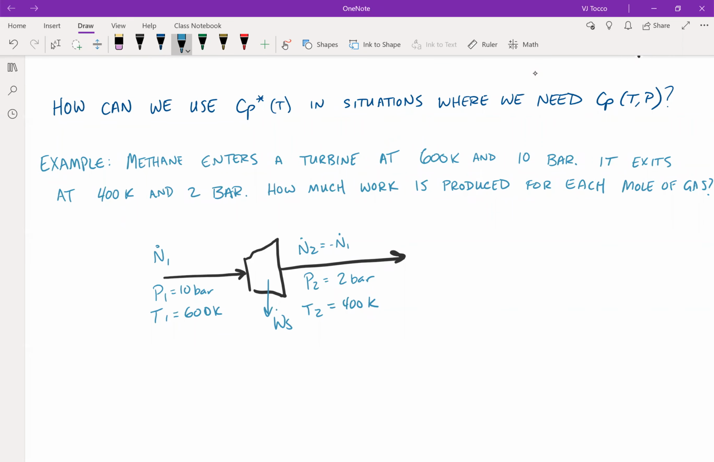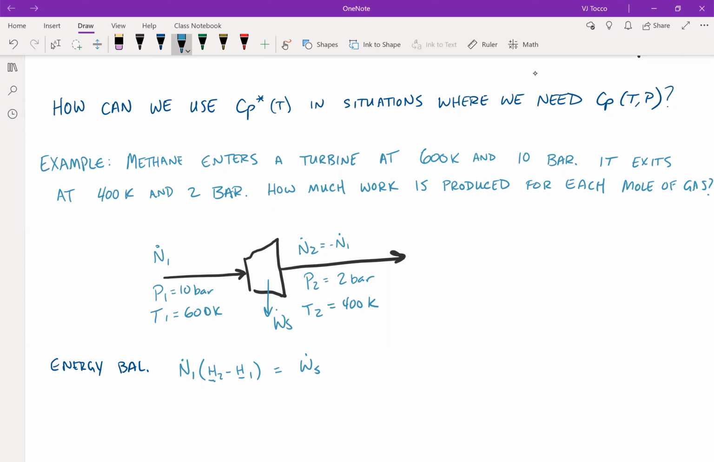And once again, let's apply the usual assumptions that this is an adiabatic turbine, constant volume, so no expansion or contraction work, no changes in kinetic and potential energy. And we'll say that the energy balance simplifies to: we've got molar flow rate, so N1 times the change in enthalpy, H underbar 2 minus H underbar 1, is equal to W, shaft work.